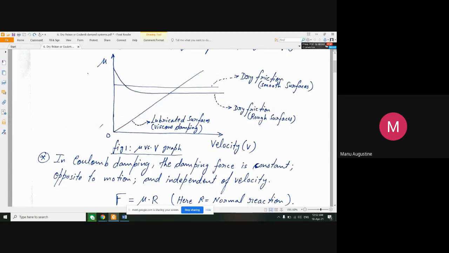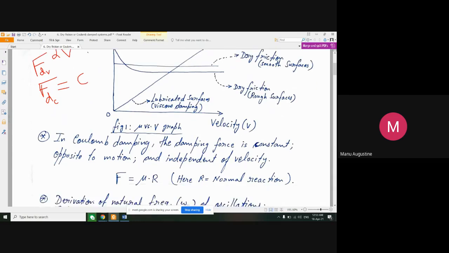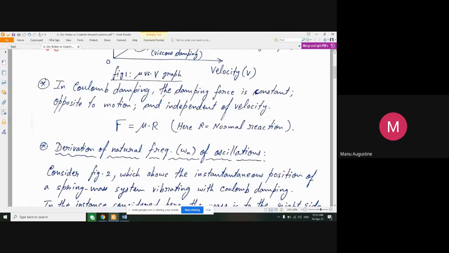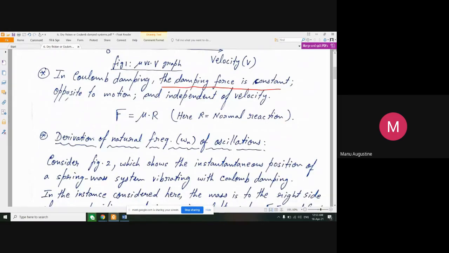Anyway, the takeaway from this particular graph is that the frictional force of damping, or the damping force, which basically comes from friction in this case, is a constant. In the case of viscous damping, it is not constant. The damping force in viscous damping is proportional to velocity. The damping force in the case of Coulomb damping is a constant, and it more or less does not depend on the velocity. This we have understood. The damping force is constant. It will always be opposite to motion.